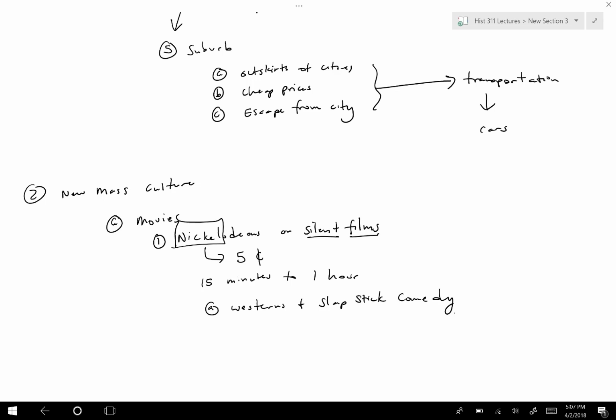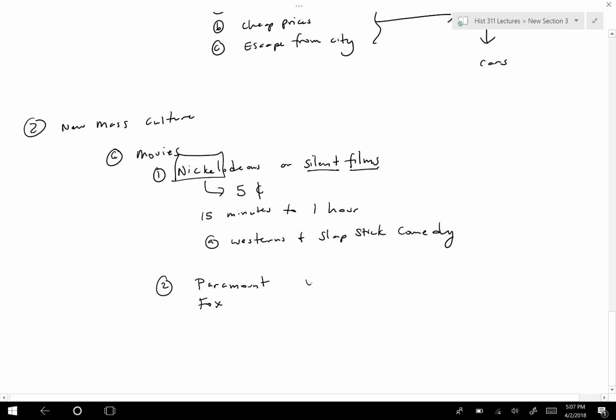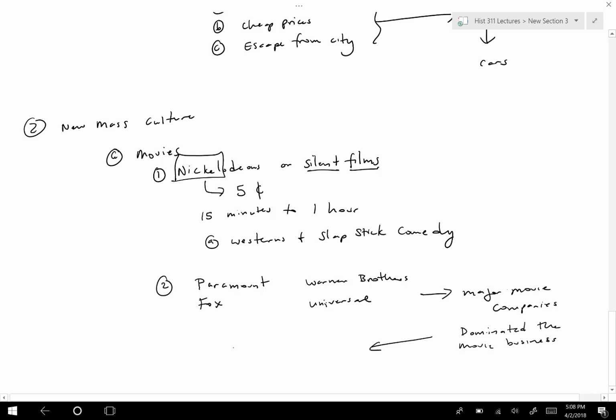Like I said, you had a lot of movie houses showing them. This is where you also get the major corporations that we still have today, which would be what? Paramount, Fox, Warner Brothers, and Universal. These are still all present today, which shows you how powerful and profitable this was for the major movie companies. And then they dominated the business. There were other smaller ones, but these were the ones that dominated the movie business and were able to make the more expensive and longer features.